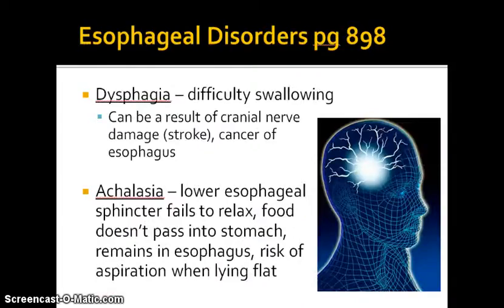We also have disorders of our esophagus. So the esophagus connects our mouth to our stomach. Dysphagia is whenever we have difficulty swallowing. It can be because of damage to our cranial nerves. Achalasia affects the lower esophagus, and it's a failure of the sphincter to relax, so food can't leave the esophagus and pass into the stomach. It stays in the esophagus instead and makes the patients at high risk for aspirating or choking on the food and having it go into the lungs instead.